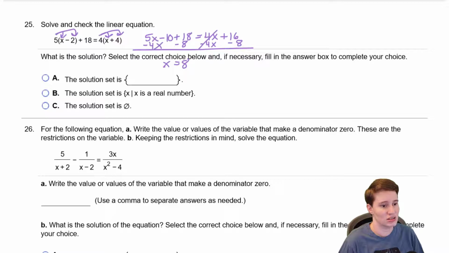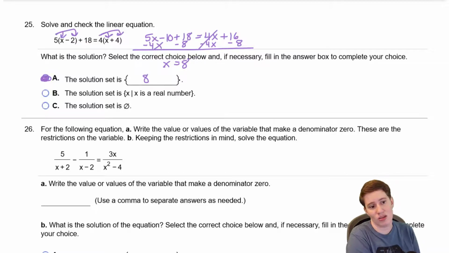So which of these is true? The solution set is the number 8. So the way solution sets work is you use these fancy brackets around any numbers that are a part of the answer, with commas separating them if there's more than one. So if we'd gotten 2 answers, we'd have 8 and then a comma and then whatever our other answer is. The part B, the solution set, x where x is a real number, is just saying, that would be if we ended up with something that the variable canceled out and we got like 0 equals 0. That would mean that you could literally plug in anything you wanted to and get the equation to work.